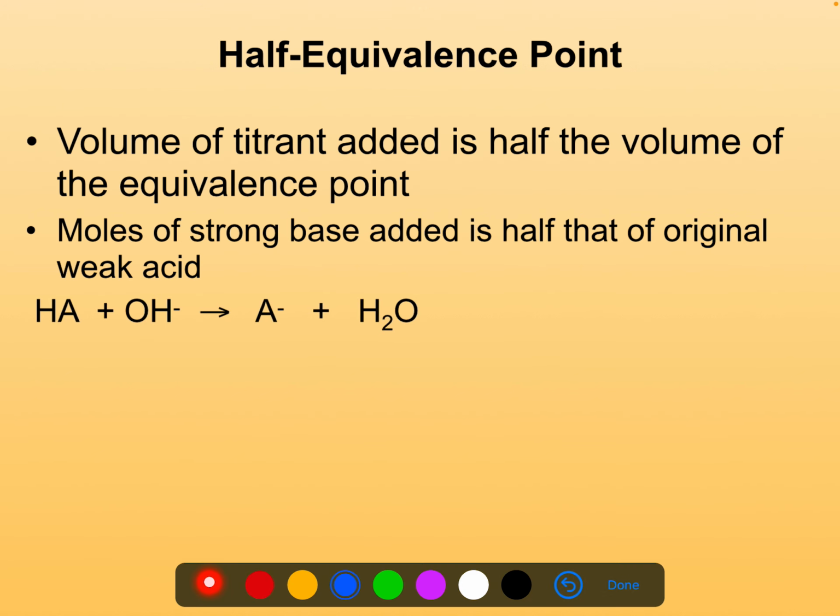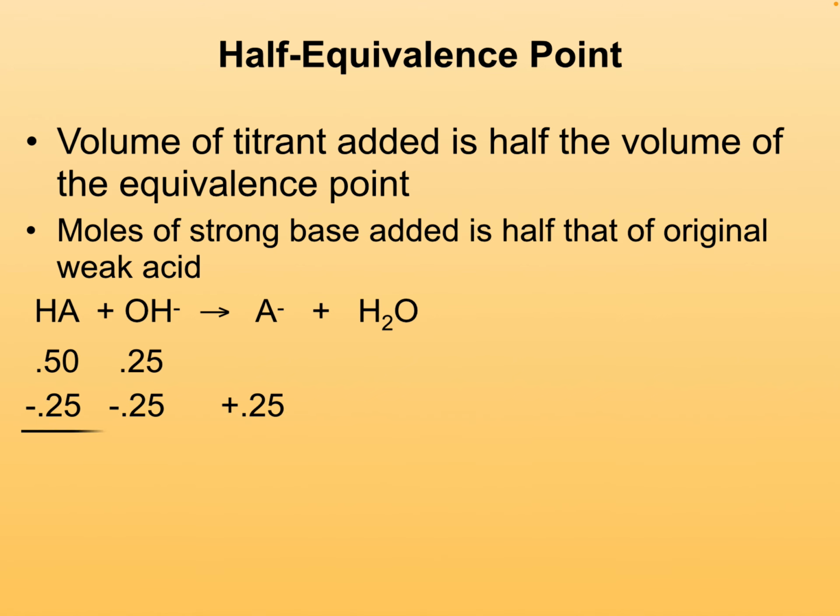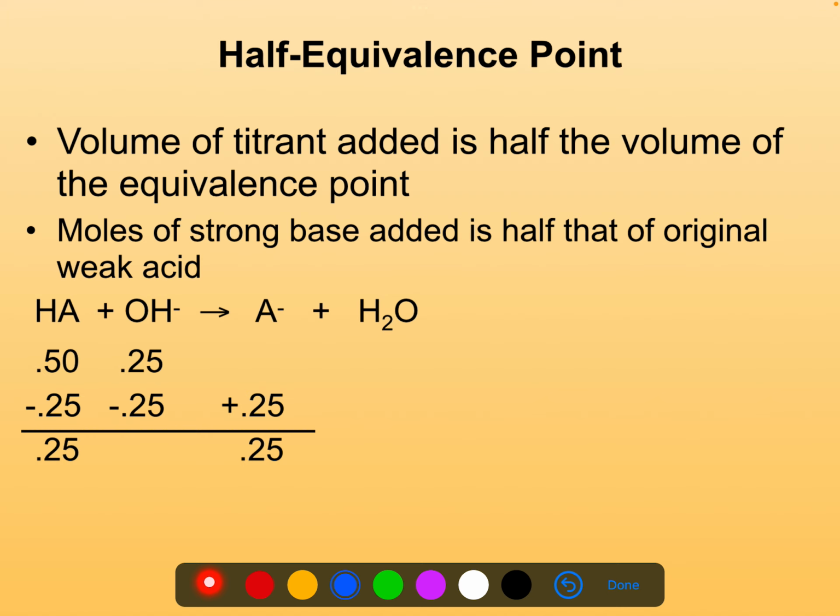So here's a basic acid base neutralization. HA is our weak acid. Hydroxide is representing our base. Our anion is going to be that conjugate base that comes in. And then we have water. For example, if we started off with 0.5 moles of weak acid, half of that would end up neutralizing, so we would have 0.25 moles of base. And if that reacts, we end up with the same amount of weak acid and weak base.